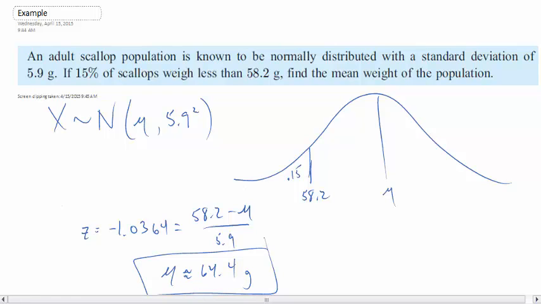So this is where I stop. This is where I leave you. I hope you enjoy this section as much as Mason does. He's a normal distribution freak, so enjoy.